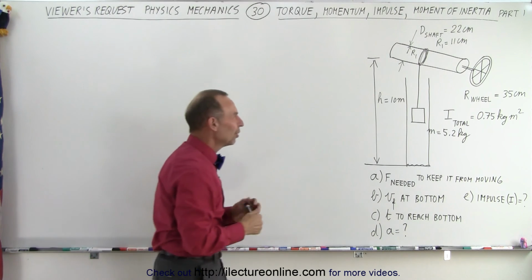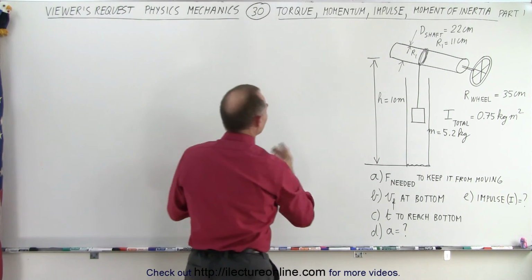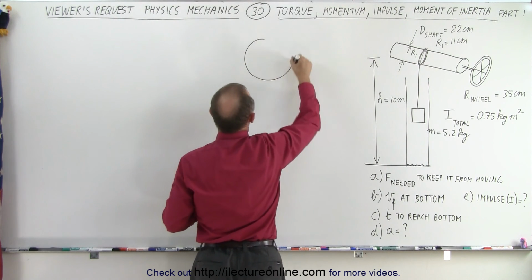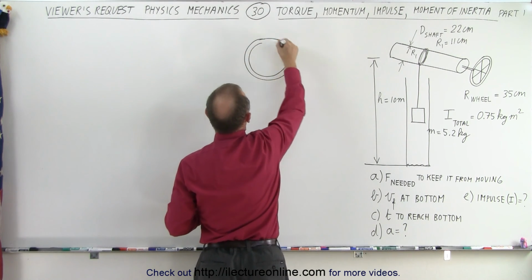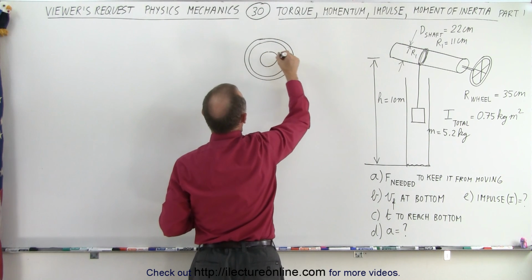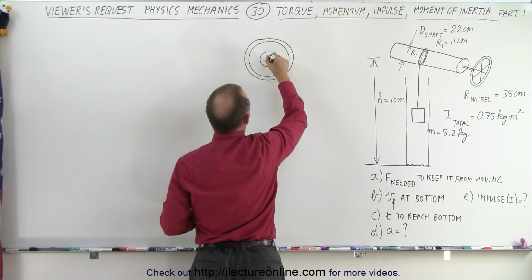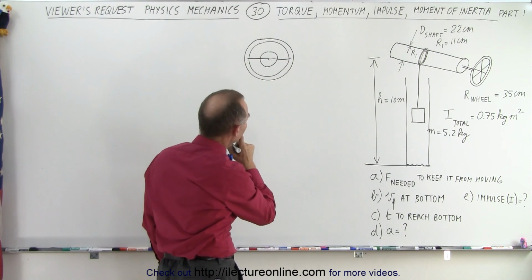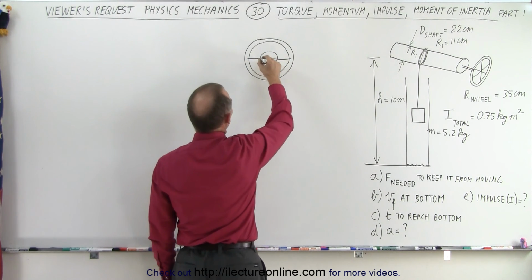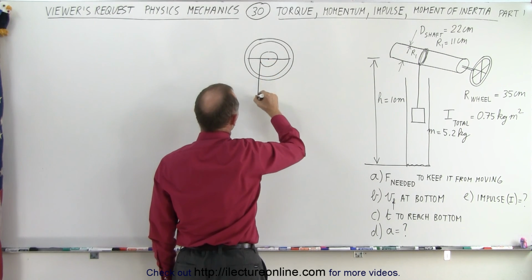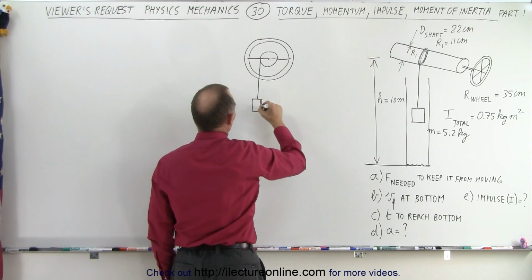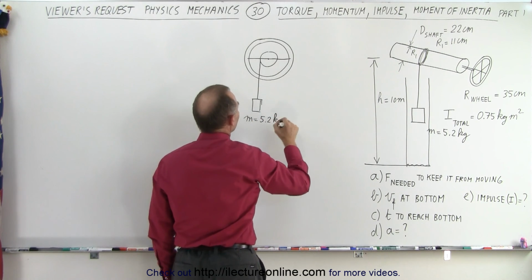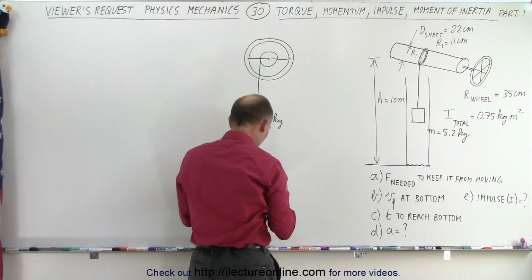That means we're dealing with a torque problem. If we take a look at that problem, we have the wheel like this, and then inside we have the shaft, and they're all connected, right? So let's go ahead and draw the connection like this. On one end, we have the bucket like this with a mass equal to 5.2 kilograms. And then on the other hand, we have to stop it from moving.